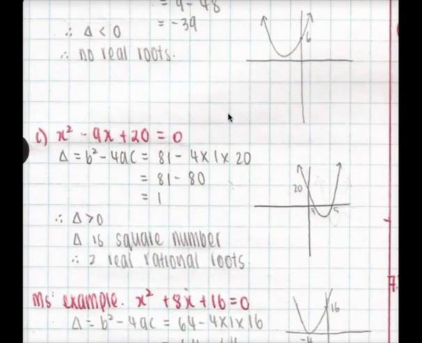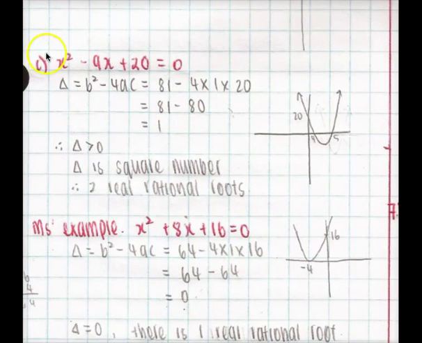Now, question 2c. Here's the next question. x squared minus 9x plus 20 equals 0. Looking at the discriminant here, we get b squared minus 4ac, which is negative 9 squared, which is 81, minus 4 times 1 times 20, which is 81 minus 80, which is 1. Now 1 is a square number because 1 squared equals 1. So again, the discriminant's positive and the discriminant's a square number, therefore you'll have two real rational roots.